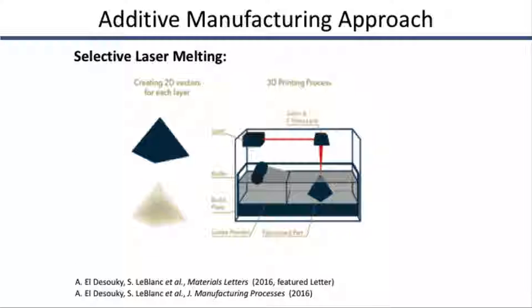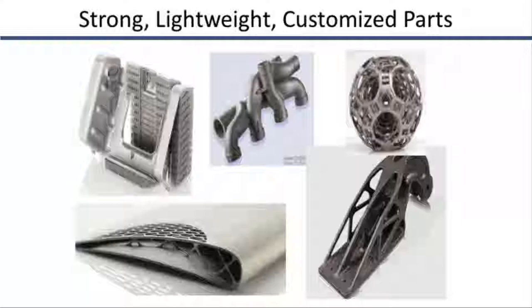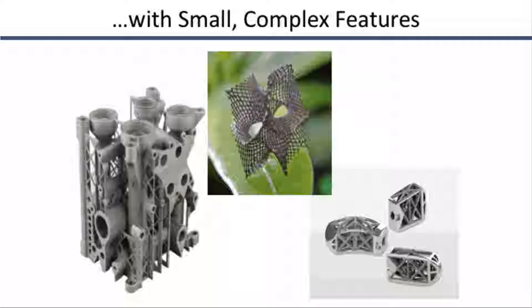At the very end, all of the powder that's unmelted, you recycle it. So you pull all of that away, and then you can use it to build your next part. In the end, you get a part where you have been able to 3D print whatever geometry you want. This technique has been used to create strong, lightweight, customized parts with very small and complex features. This is why we like this technique. We get this customization, and I get this ability to do hierarchical scaling.